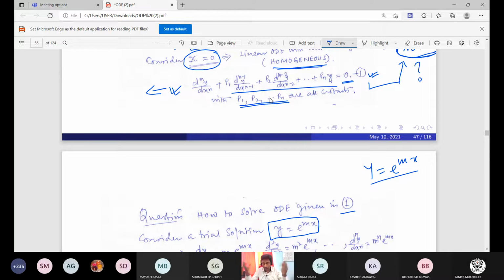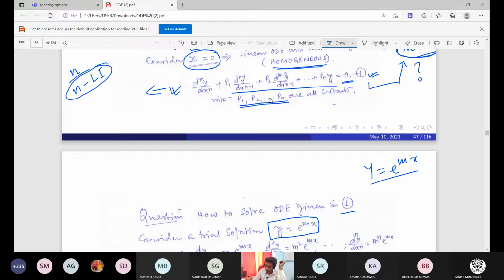See, we can have various functions like cosine x, sin x, or x, any polynomial in x, or any other function, tan x, cot x. So we have various elementary functions. Out of all those various elementary functions, we choose the trial solution as y equals e to the power mx. The idea here is, you remember one thing always: if you have a differential equation of order n, then there will be n number of linearly independent solutions of it.